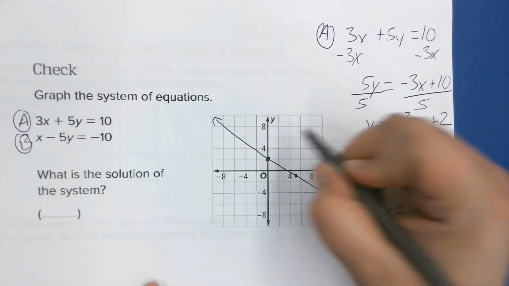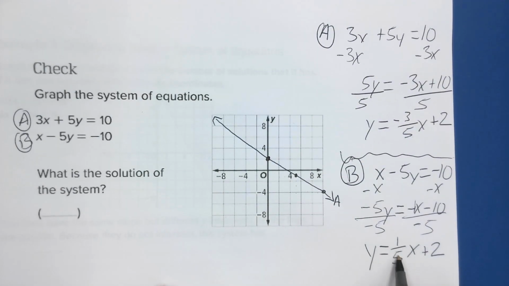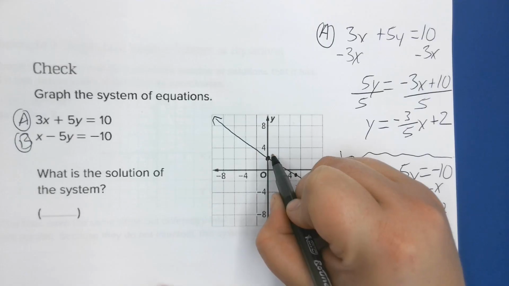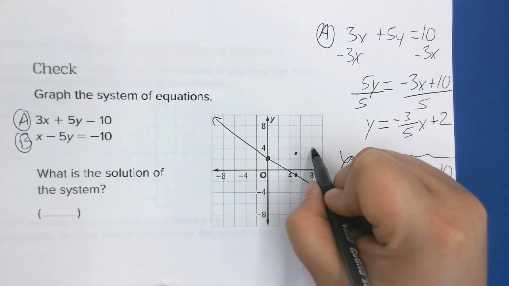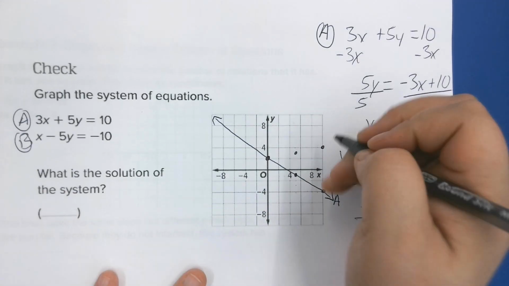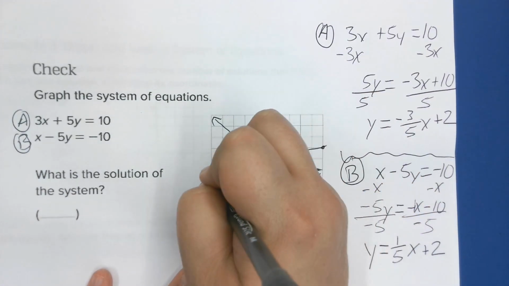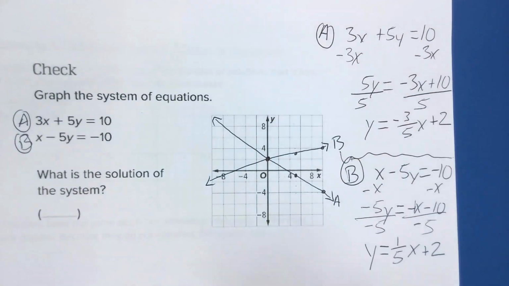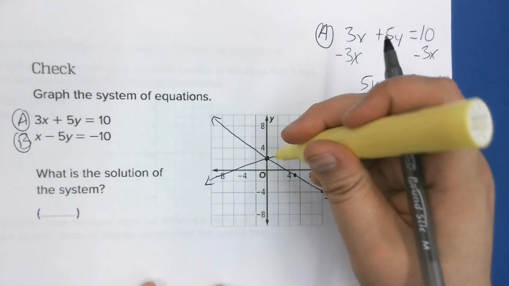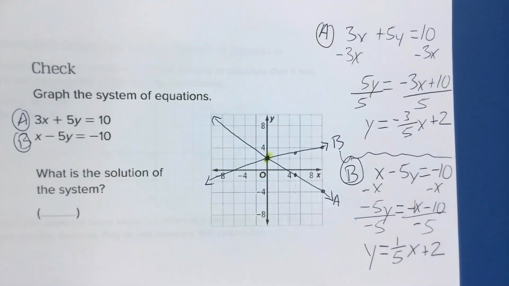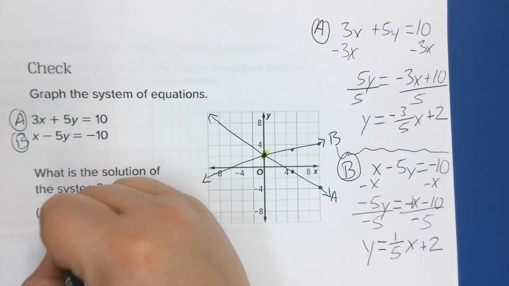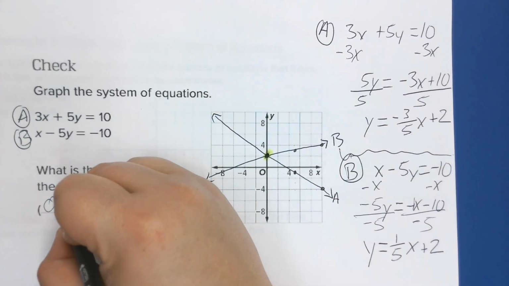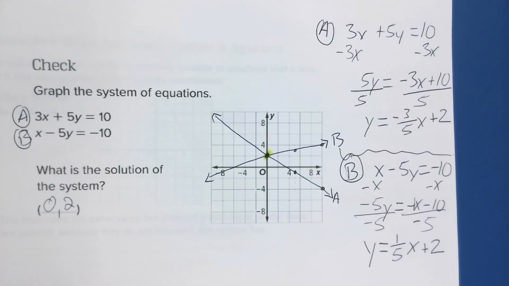So I'm going to go here. Oh, looky there. I'm going to go up 1, to the right 5. So up 1, to the right 1, 2, 3, 4, 5. Here I can draw my second line. This is B. And I can see that my lines are intersecting right there on my y-intercept. I don't have to move anywhere, so my x value is 0. My y value, however, is 2. So the solution to the system is (0, 2).